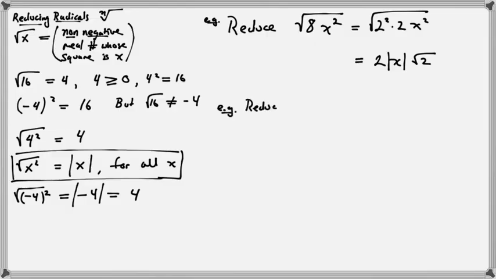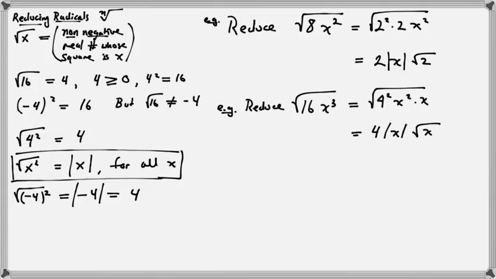Here's another example. Let's reduce the square root of 16 times x cubed. Now I'm going to look for squares under it. So 16 is 4 squared, and then x cubed is x squared times x. I'm going to extract each square outside the radical. So the 4 comes out and the x comes out, and we have this principle where we should use absolute value, and then we're left with the square root of x under the radical.